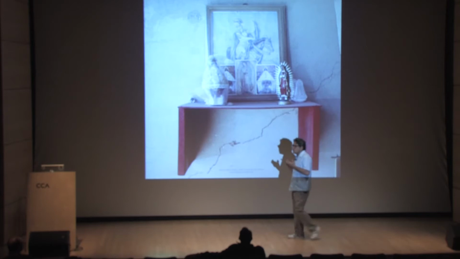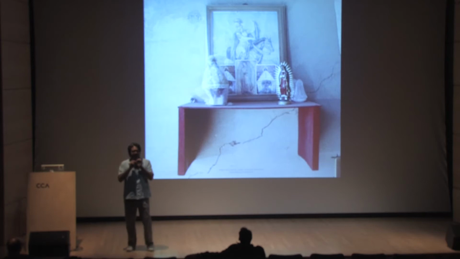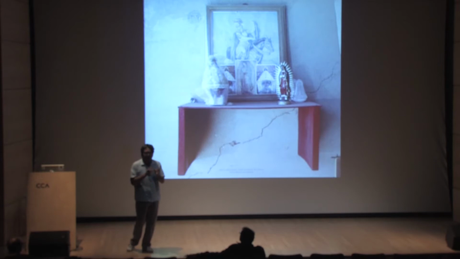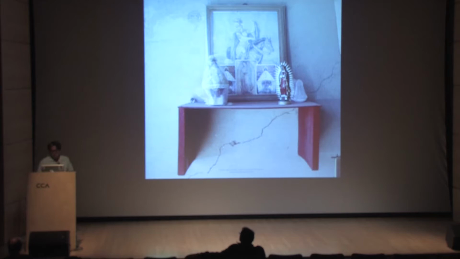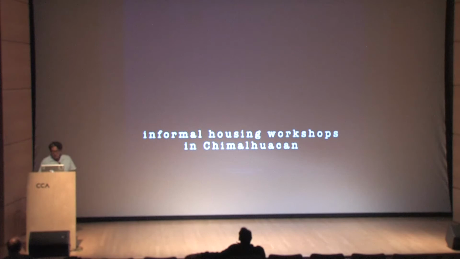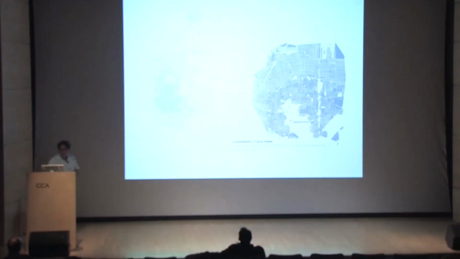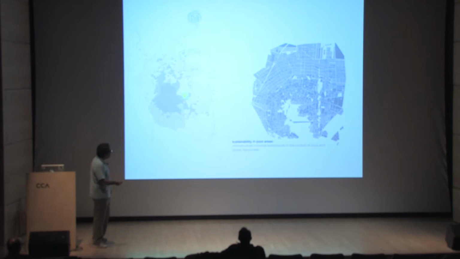So we were working with symbolic issues, and I think that the only way I really can get inside the community and really get involved with their identity was through symbolic issues. So I started to work with those symbolic issues in Chimalhuacan. So I began to do a workshop with the people to do housing. This is Chimalhuacan. This is Mexico City. This is Chimalhuacan municipality. As you can see, it's at the far east of Mexico City.